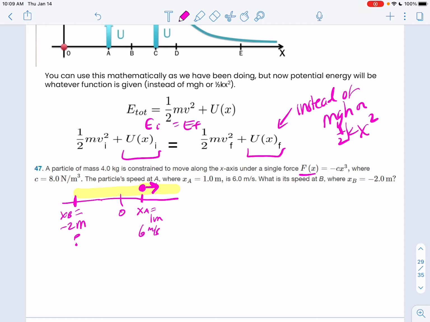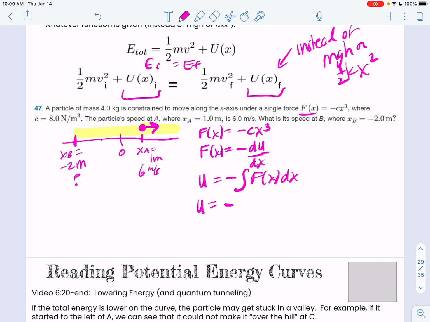The first thing we have to do is, we know the force function is negative cx cubed, and we know that the force is the negative derivative of the potential energy. So to find that, I have to take the negative integral of the force function dx. I hope I'm writing this right. You calculus people can tell me. So I have negative cx cubed dx.